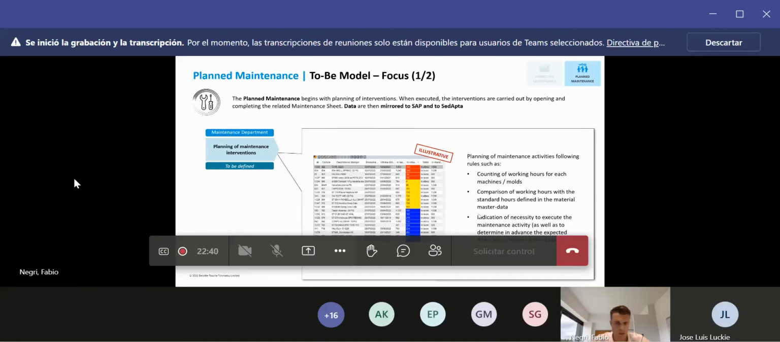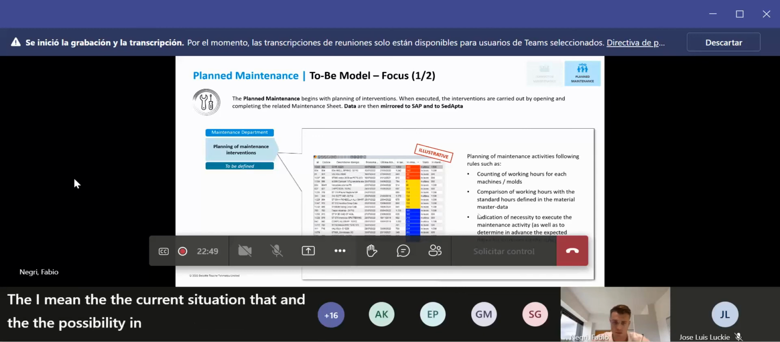And from Spain, we have Olerdola. The current situation and the possibility in the future to have a process like that, a system like that implemented, is something that you see as doable and feasible.